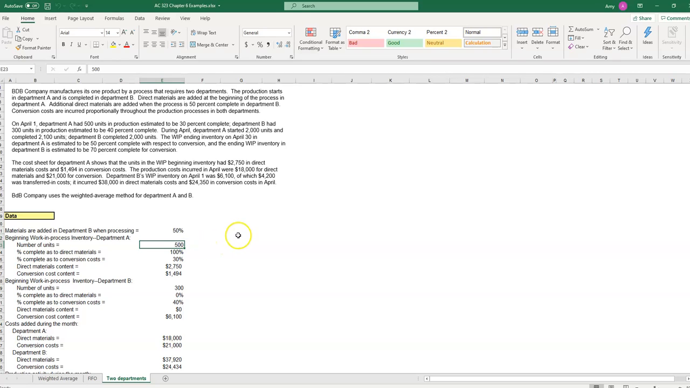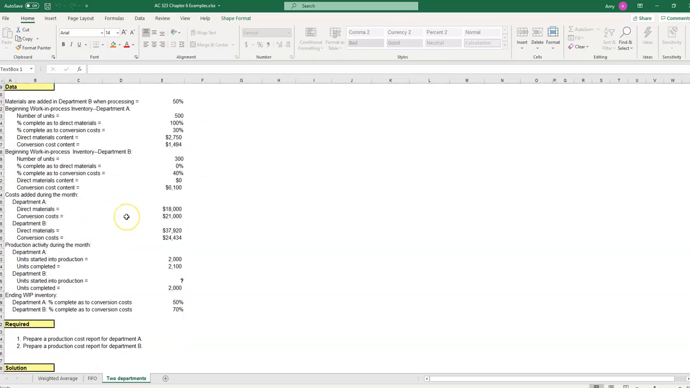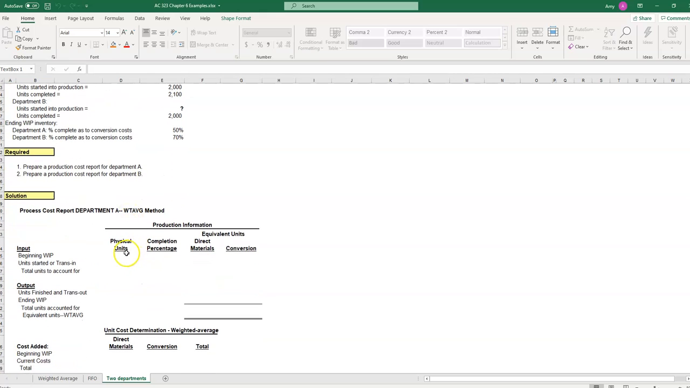We have beginning work in process of 500 units in Department A. It tells us here that we started 2,000 units into production and completed 2,100 units. So we can bring that down here and look at this. We had 500 at the beginning of the month. We started 2,000 into production. That gives us a total of 2,500 to account for. We transferred out 2,100. It gave us that information.